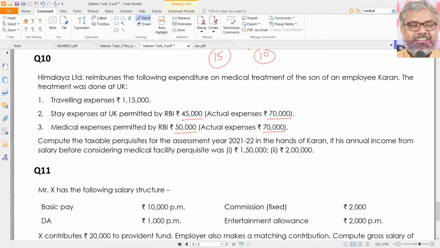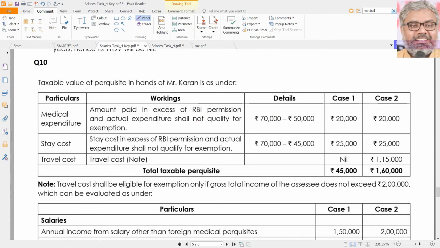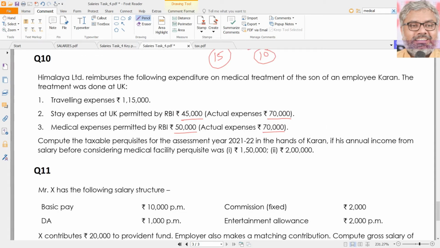In this question, whatever is given, how much is taxable? Naturally, the amount which is not permitted by RBI will be taxable. So in the first case, 70,000 and 50,000 means here 20,000 is taxable. Here, 70,000 and 45,000 means 25,000 is taxable. So that is about stay and medical expenses.